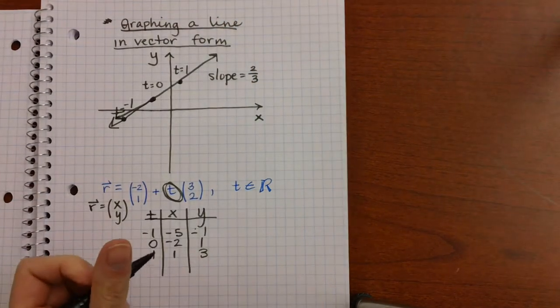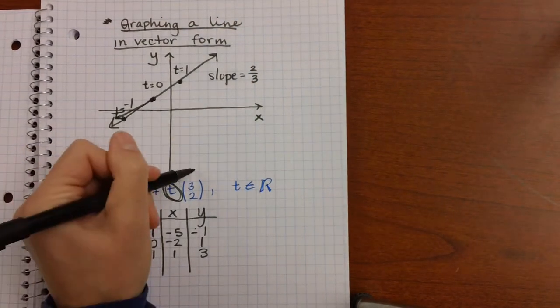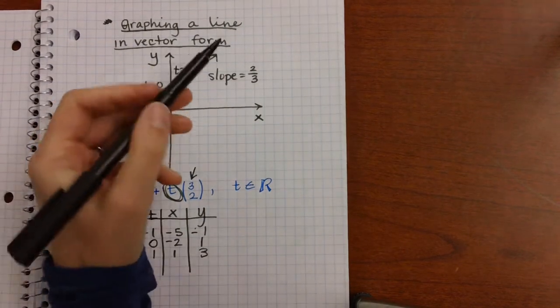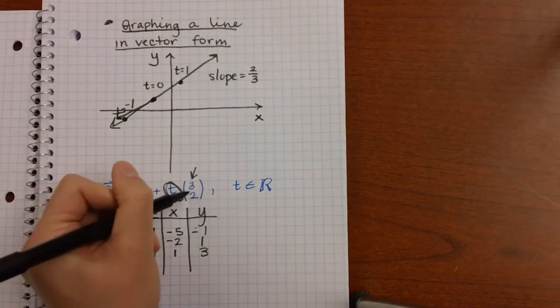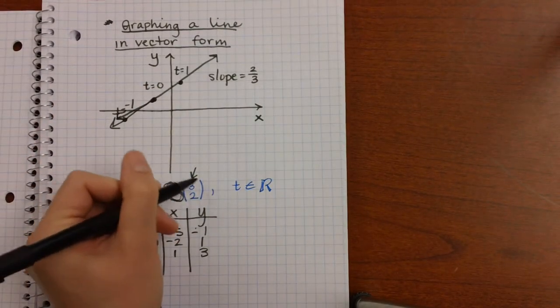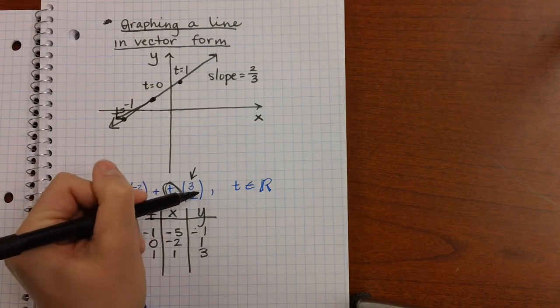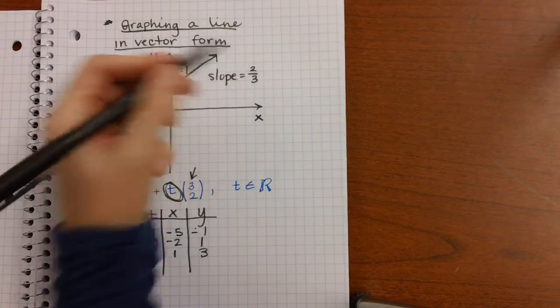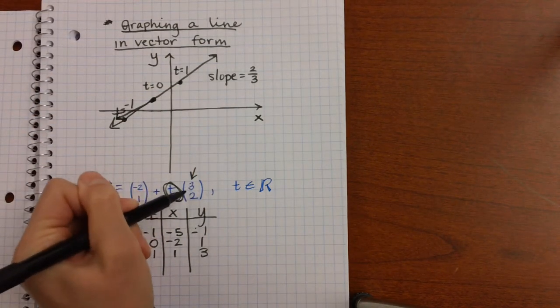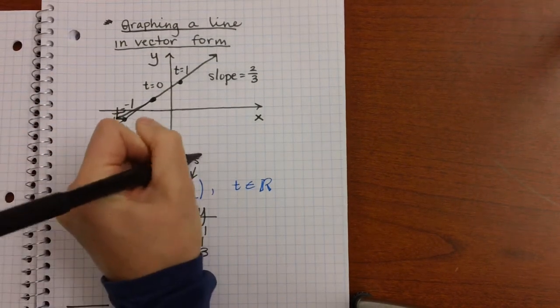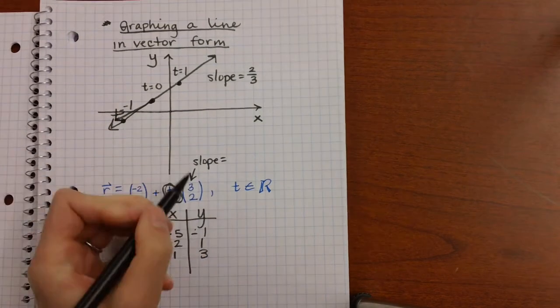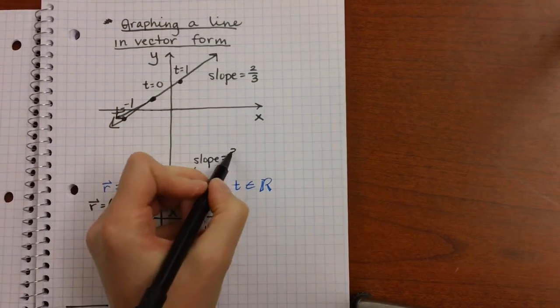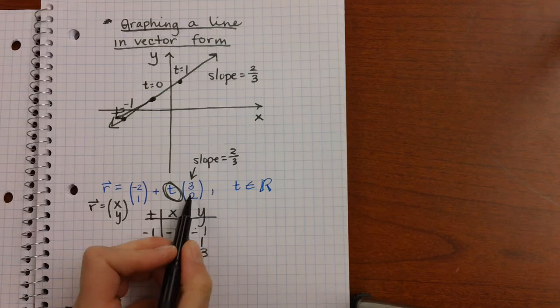Okay, and you can also see that from the vector equation of the line right here. The slope is the rise over the run. Remember that this is the direction vector of the line, and this down here is the y component, which corresponds to the rise. And this is the x component, which corresponds to the run. So the slope, 2 over 3, we can also see from this equation right here.